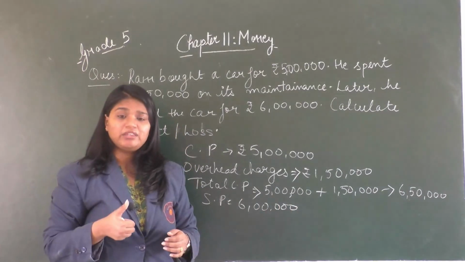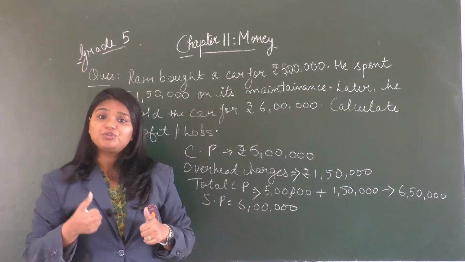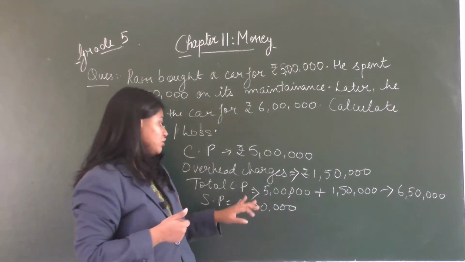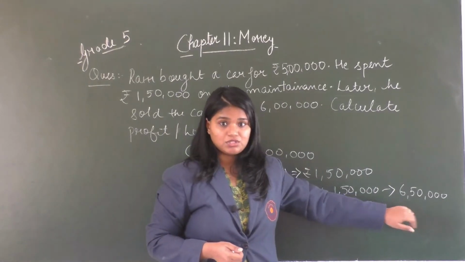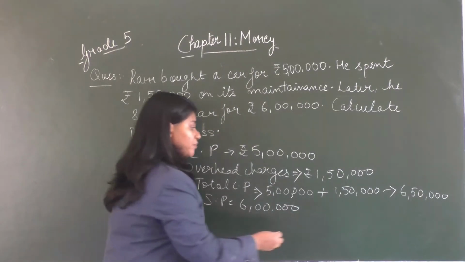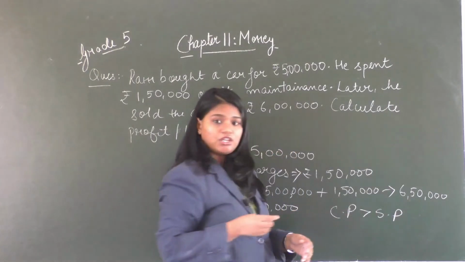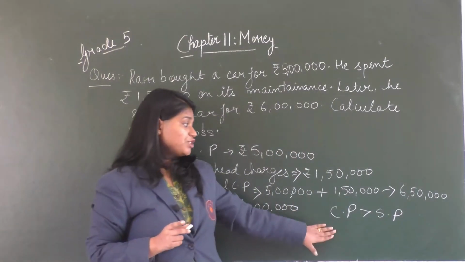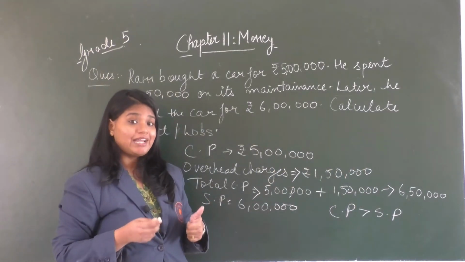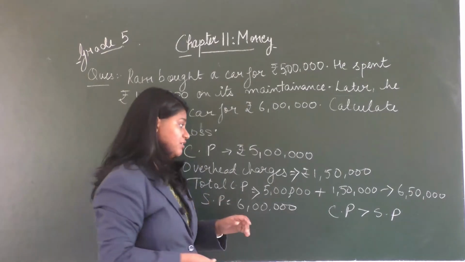Now to find whether it is a profit or loss, we mentioned earlier that you have to notice the cost price and the selling price. So here the total CP is 6,50,000 and the SP is 6 lakh. So CP is greater than SP. So in situations where the cost price is greater than selling price, we get loss. That means Ram incurred a loss by selling his car.